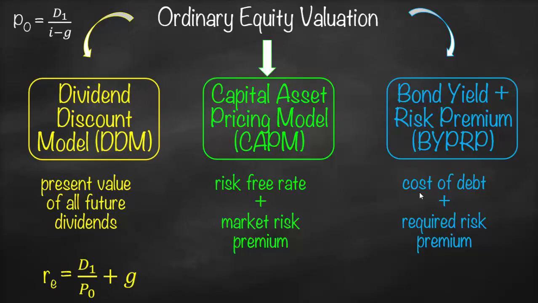For capital asset pricing model, the formula is our cost of equity is equal to risk-free rate plus beta, which is a measure of systematic risk, multiplied by open bracket, market return minus risk-free rate, close bracket. The third approach, which is bond yield plus risk premium, is our cost of equity is equal to the cost of debt, before tax cost of debt or bond yield or yield to maturity, plus our risk premium.